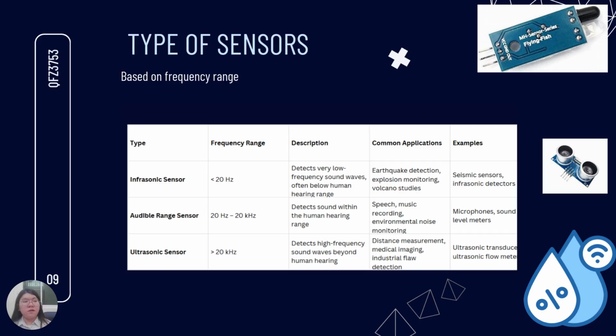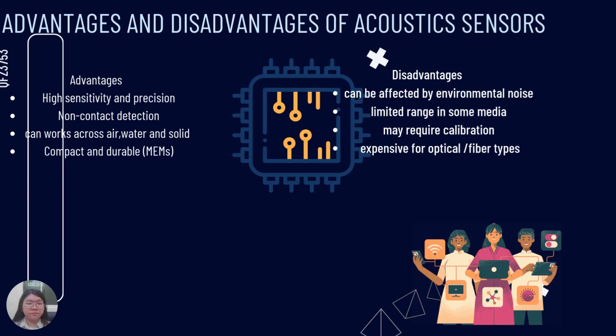The last one is the ultrasonic sensor, which has very high frequency, bigger than 20 kHz. It can be used for detecting high frequency sound waves beyond human hearing. Normally it is used for distance measurement and medical imaging.